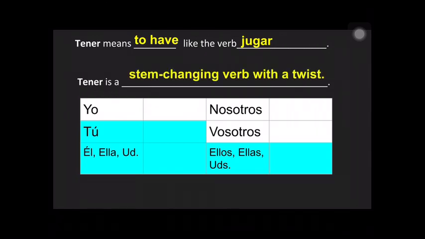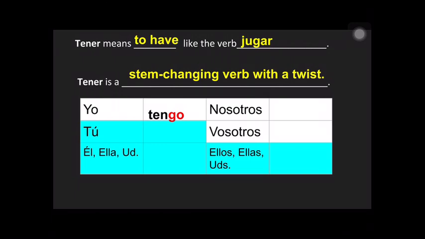So here's what it looks like. In the yo form, you're not only going to chop off the ER, but you're going to add the GO, the yo-go, yo tengo, and that means I have. And then in the blue shaded in area, this is where that stem change happens. We dealt with this before when we called them stem changing verbs or boot verbs. Well, this isn't quite a boot verb because in yo form it's not going to get the E to IE stem change. But the other ones, in tú, él, usted, ellos, ellas, ustedes, they're going to get that stem change and the E is going to change in IE. So it's not quite a boot verb, it's more like a shoe verb.